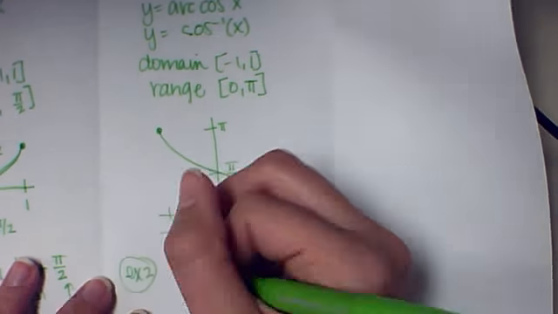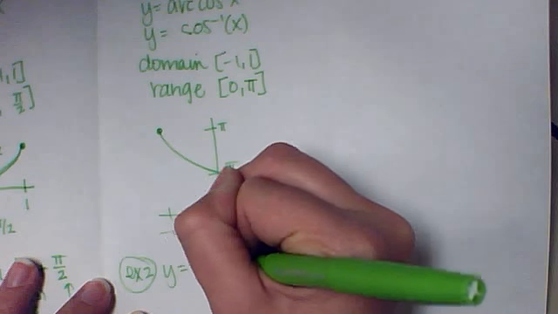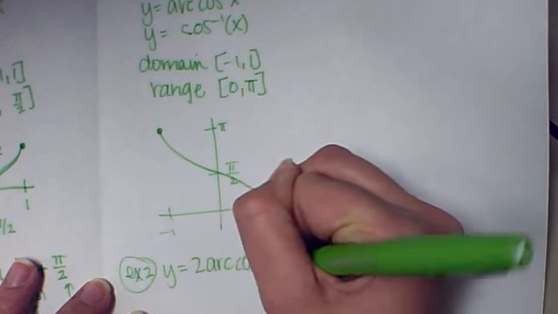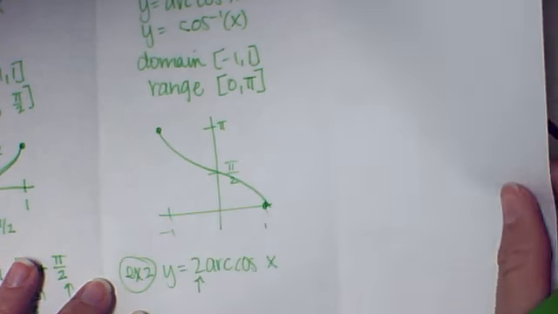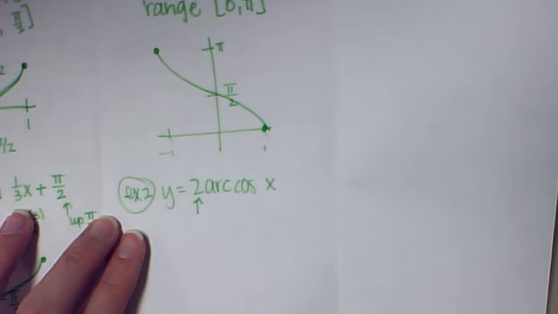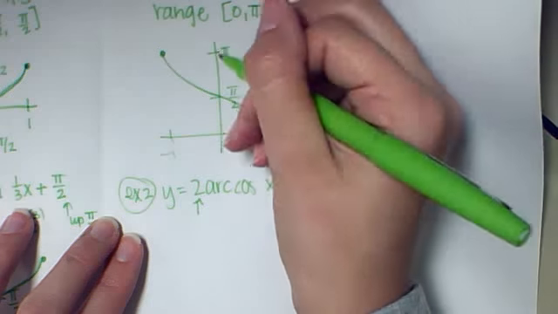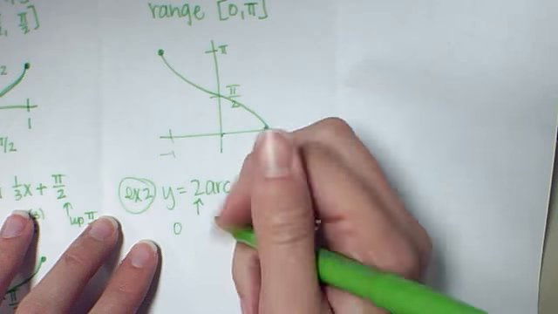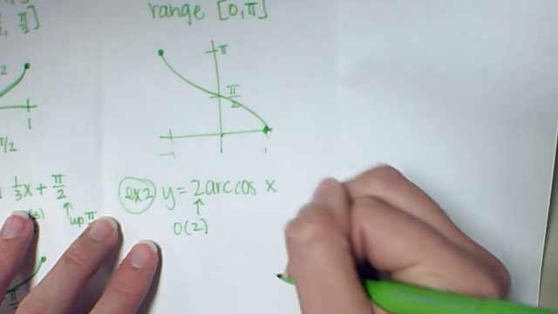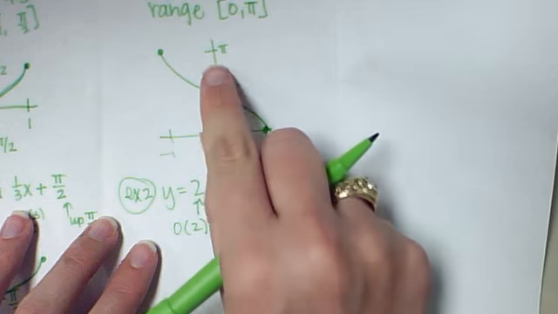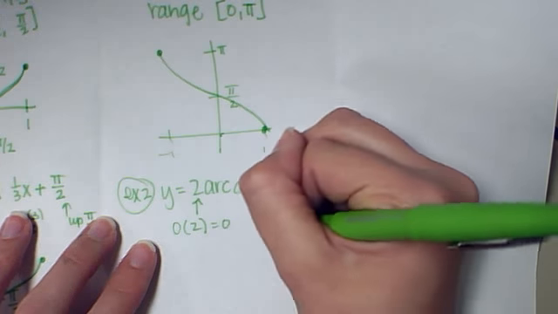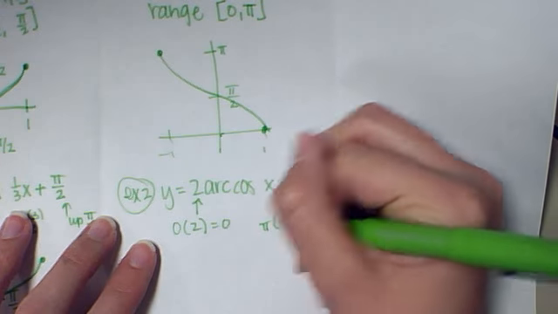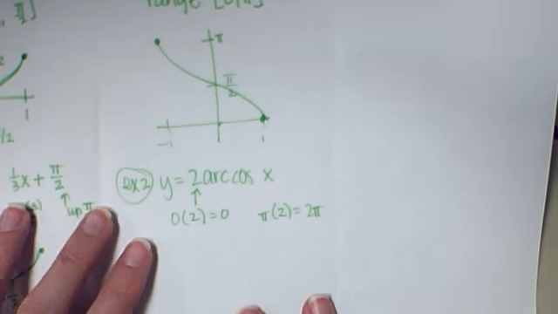So example number 2. Y equals 2 arc cosine of x. This 2 right here is going to change our kind of amplitude, so this y value stuff. So I'm going to start with my 0, because that was my lowest value. I'm going to multiply that by 2, and I still get 0. I'm going to take my highest value, my pi, multiply that by 2, and 2 times pi is 2 pi, so that's how that's going to change that.